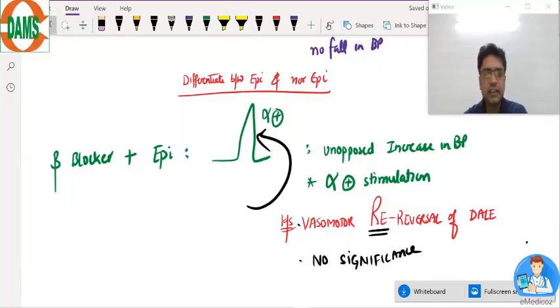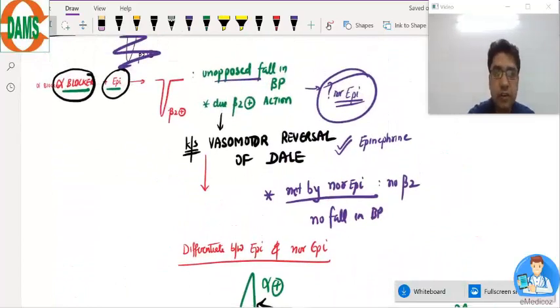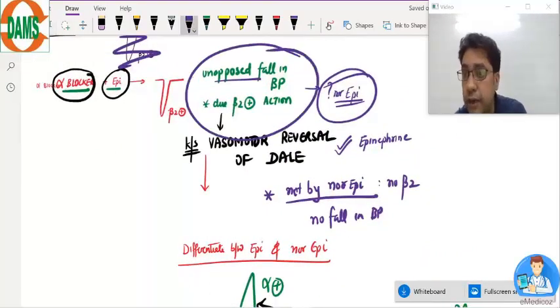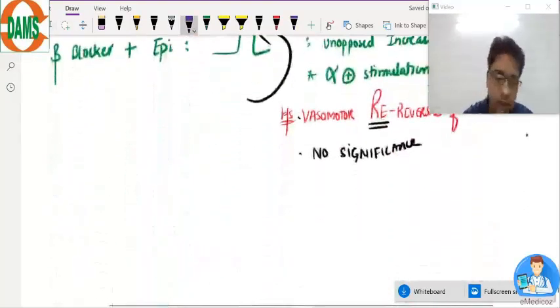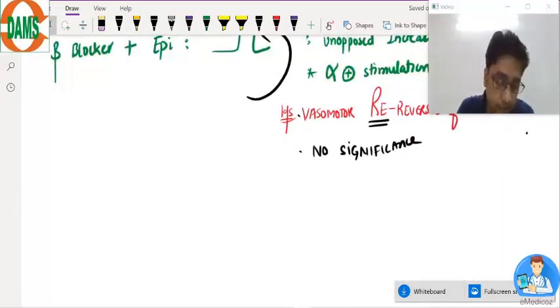Beta, reflex action, yes, it depends upon the dose, but overall action you should remember. You don't have to remember the dose. Yes, tomorrow we will discuss, Kishan, that alpha blocker with epinephrine will cause fall in BP. It may lead to hypotension. Yes, you're absolutely right.